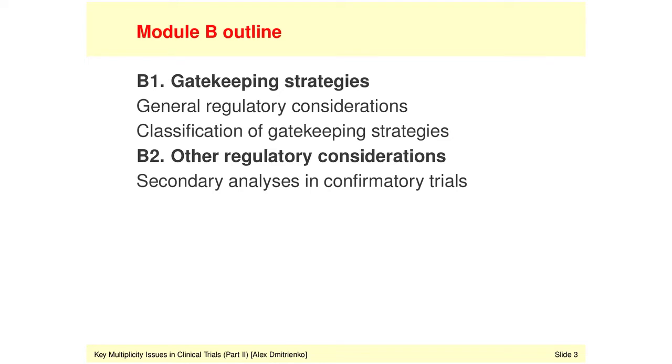In section B2, we will go over other relevant regulatory considerations in confirmatory trials with predefined secondary analysis. For example, issues arising in the evaluation of treatment effects on secondary endpoints, power calculations, and analysis of secondary endpoints across several trials within a single phase 3 development program.